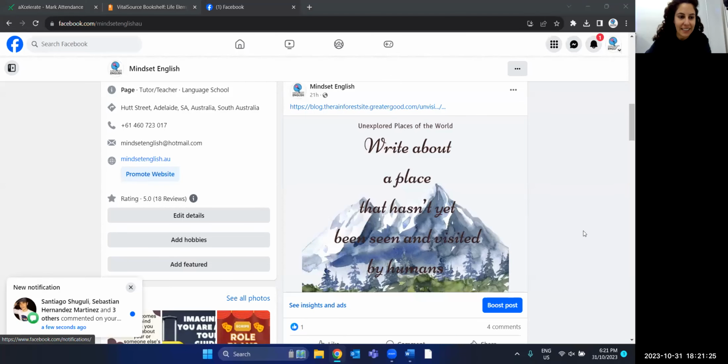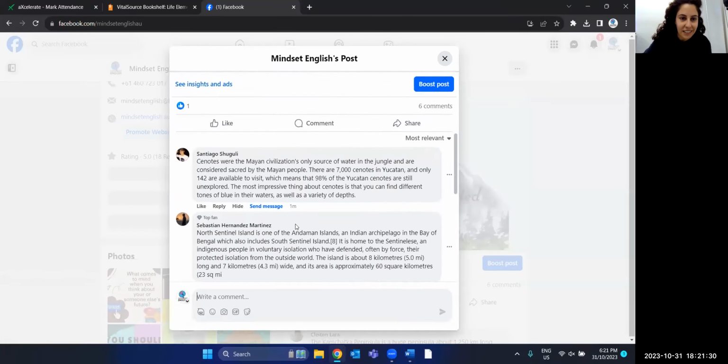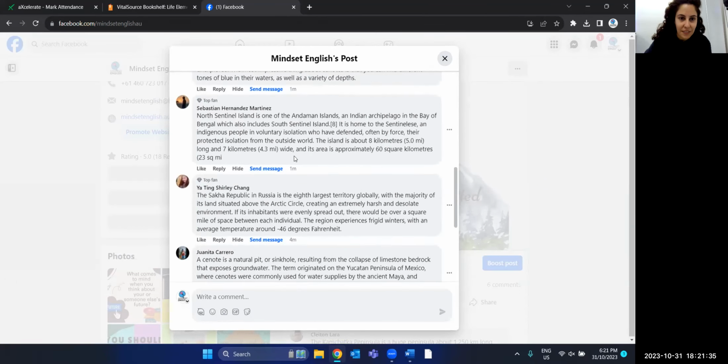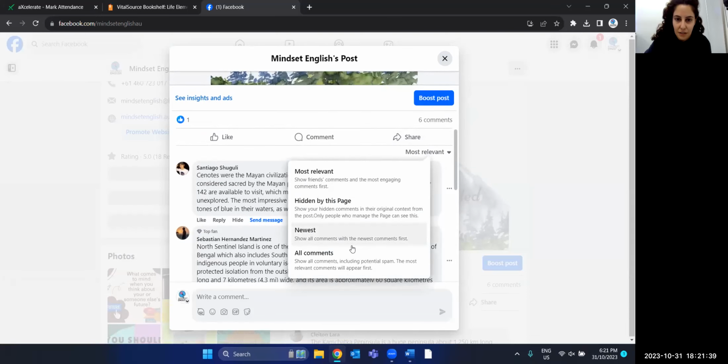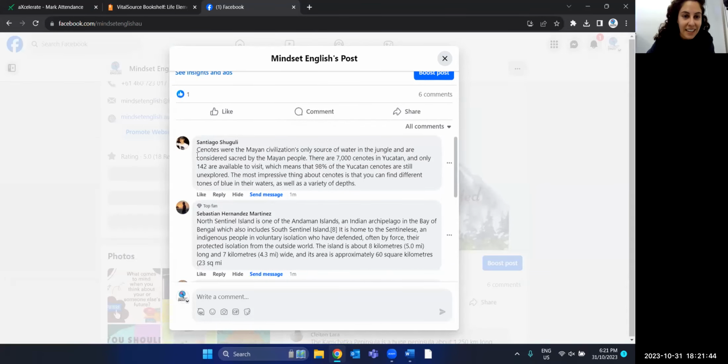Okay, so we're looking at some places. As I said, don't forget to add an image. Let's have a look. All comments. I'll start with Santiago. Cenotes were the Mayan civilization's only source of water in the jungle and are considered sacred by the Mayan people.